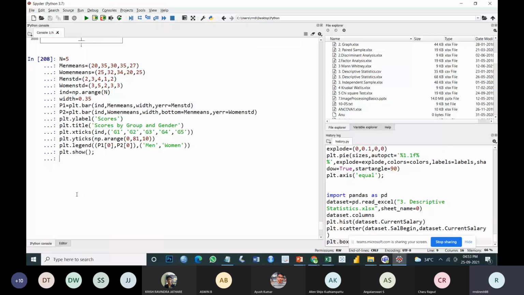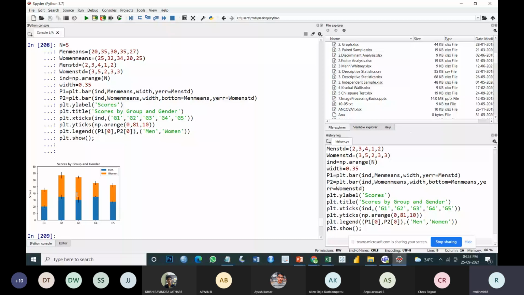So we get the bar graph. This is a stacked bar graph, one above another. If you want one above another, we go for a stacked bar graph. n equal to 5. So men means: the first category is 20, second is 35, third is 30, fourth is 35, fifth is 27. Women means: 25, 32, 34, 20 and 25.